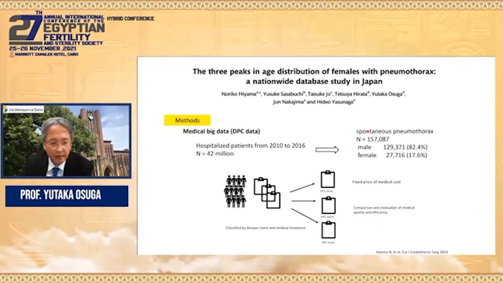A couple of years ago, we conducted a study to address catamenial pneumothorax. We used big medical data of Japan, and from 42 million patients, we could extract 157,000 cases of spontaneous pneumothorax. 82% were male and 17% were female.